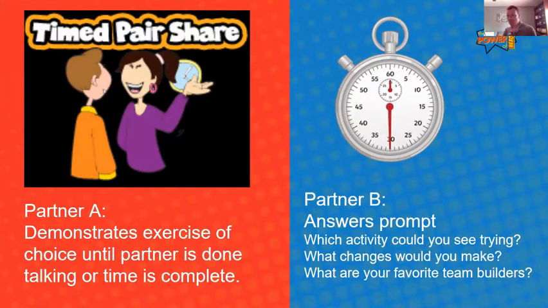So in this timed pair share, I'm going to attempt, if I can do it right, to put you in breakout rooms where you just have a pair, where you just have a partner, okay? You and your partner are going to answer these questions on the right. Which activity could you see yourself trying that fits your space as a preparing brain for learning activity? What changes would you have to make to fit your scenario? Because we all have unique situations. And then which one was your favorite team builder that you might try at the beginning of the year?